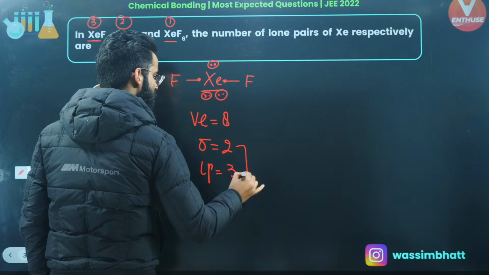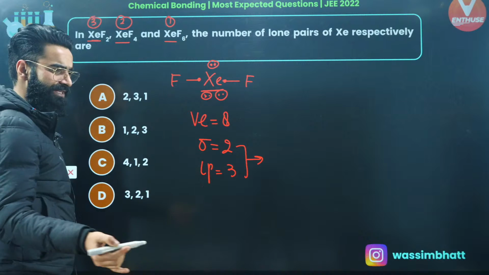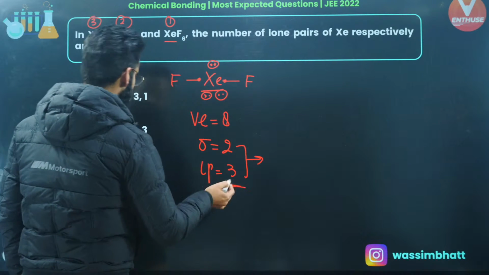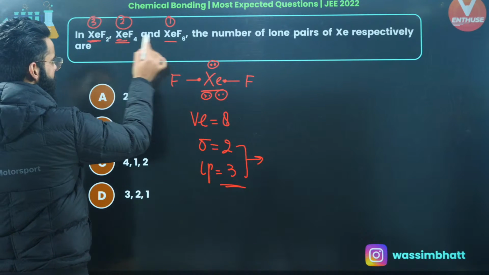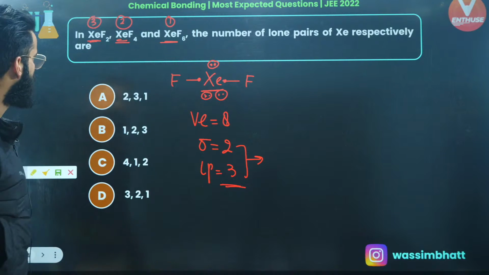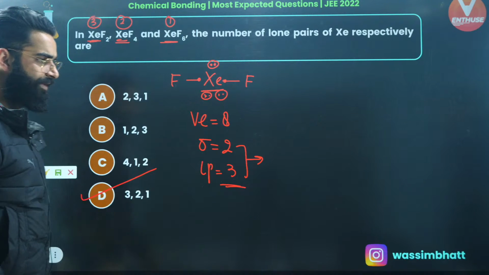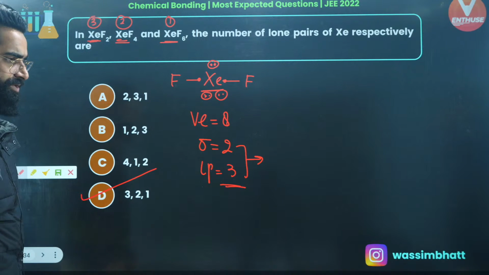So sigma plus lone pair, I think no need to check the hybridization, right? Lone pairs are 3. Perfect. So there are 3 lone pairs. Similarly, 2 lone pairs here, 1 lone pair here, right? So 3, 2, 1 is the correct answer of this particular question. Yeah? It's option D, which is going to be the correct one.